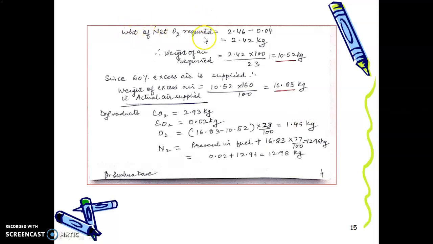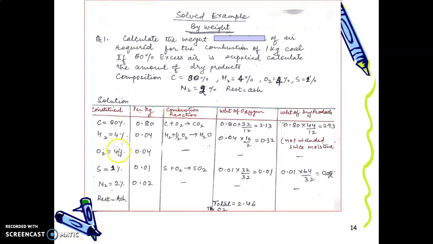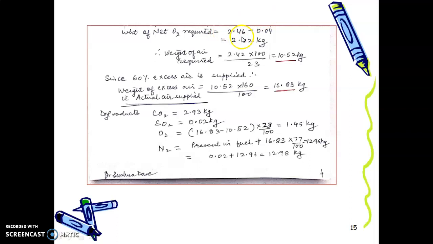The weight of net oxygen required will be 2.46 minus 0.04. Why have we done 0.04 minus? Because the oxygen present in the fuel is 0.04 per kg. So we have deducted the available oxygen with us from the total oxygen required. So the oxygen comes out to be 2.42. Since we are supplying oxygen in the form of air, the weight of air required will be 2.42 into 100 upon 23. Remember, it is 100 upon 23.